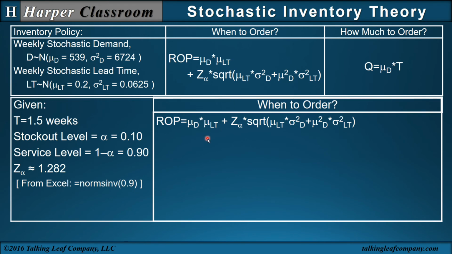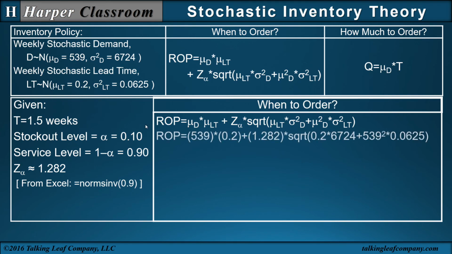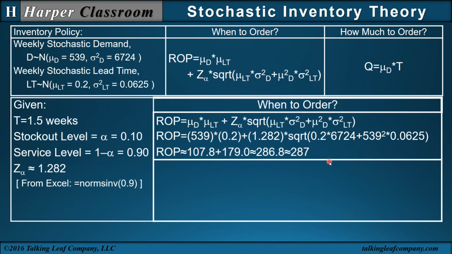Let me copy down the ROP equation and substitute. The mean of the demand and lead time are 539 and 0.2. Z value is 1.282. Square root of the mean of the lead time is 0.2. The variance of the demand is 67.24. The mean of the demand is 539 squared, and the variance of the lead time is 0.0625. Doing the arithmetic, my ROP is approximately 287.